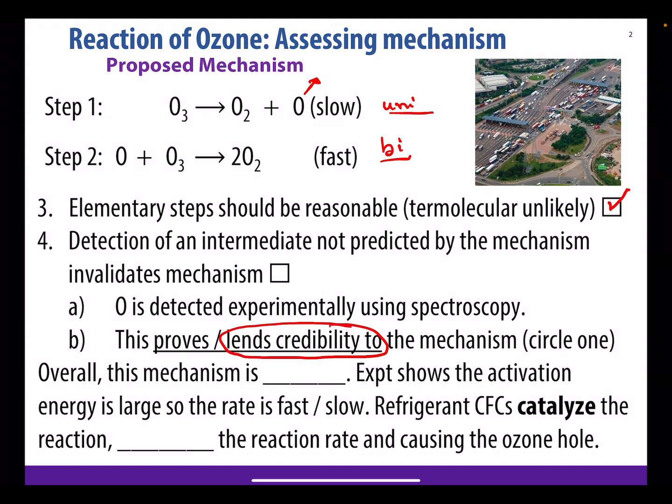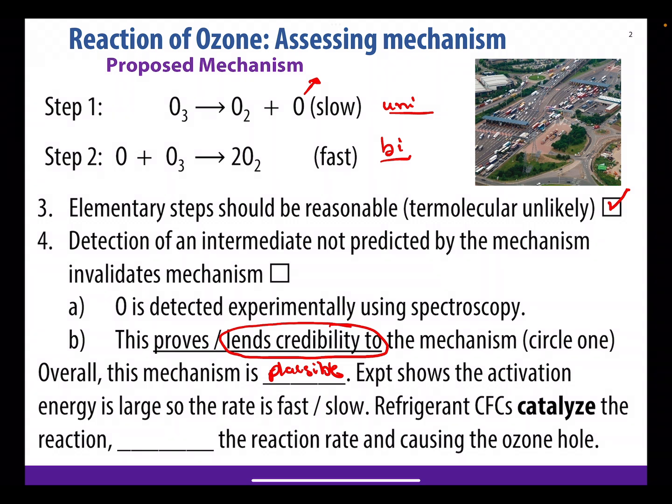It wouldn't prove it because we can't ever really prove. There are lots of other mechanisms that could have this same production of oxygen as an intermediate, but this does provide some credibility. And overall, this mechanism is plausible. That's the best final case we can get, that the mechanism is plausible. We'll never be able to prove that a mechanism is correct, but we can show that it's plausible.